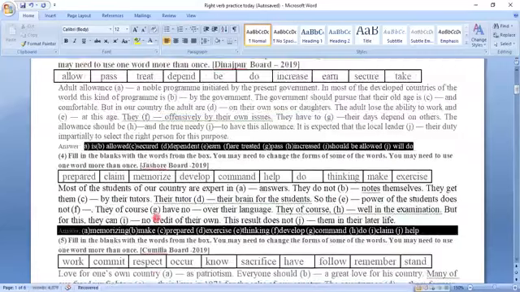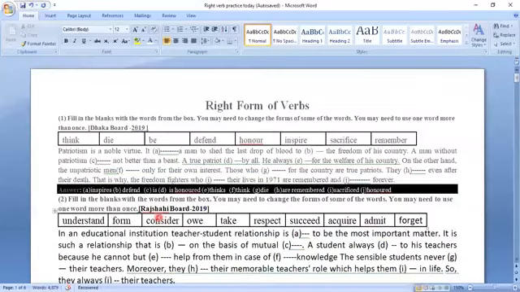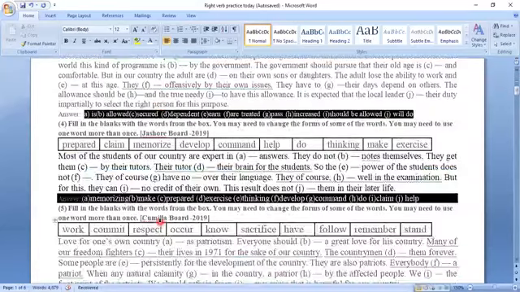In the next class we'll also practice some right forms of verbs, and inshallah we'll also talk about tag questions in the next class.